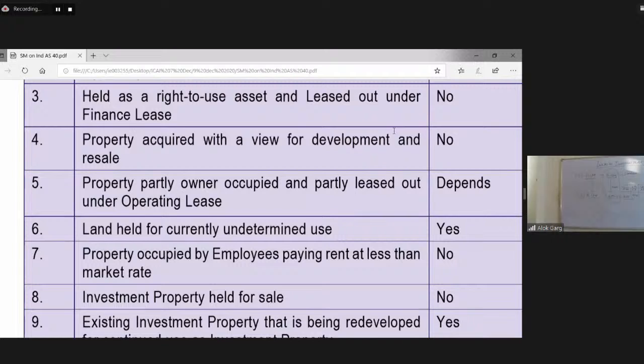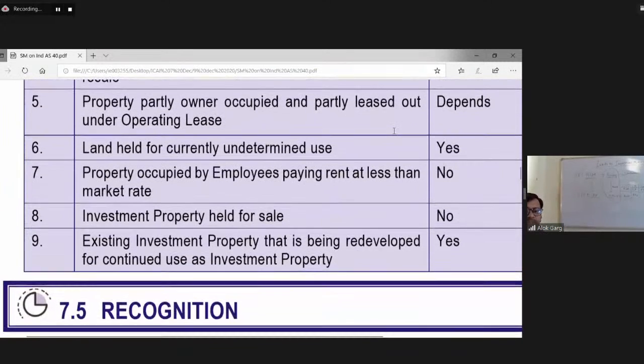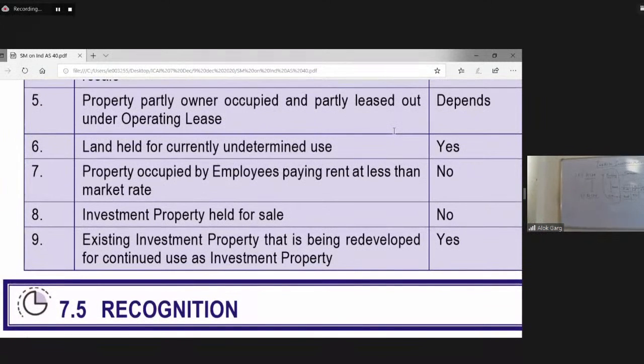So point number 8 is investment property held for sale. If investment property is held for sale, it will be covered under IndAS 105. Okay. Now the 9th one is existing investment property. So there is an existing investment property which is being redeveloped for continued use as an investment property. Okay. So the property is getting renovated, redeveloped for continued use as an investment property. So in this case, it will be considered as an IndAS 40 investment property. Okay, it will continue to be considered as an IndAS 40 investment property.